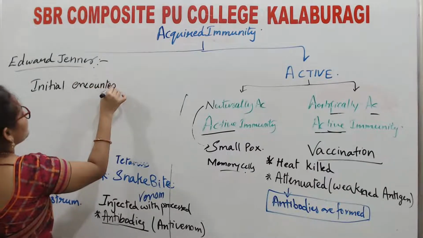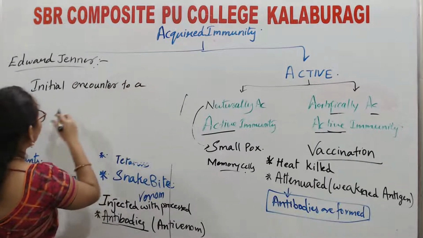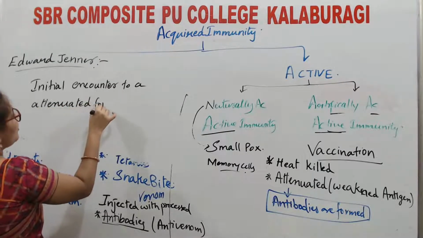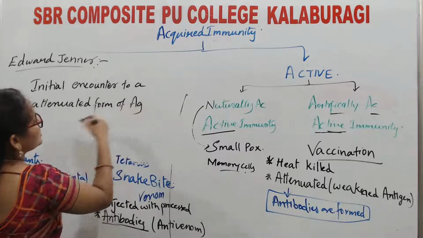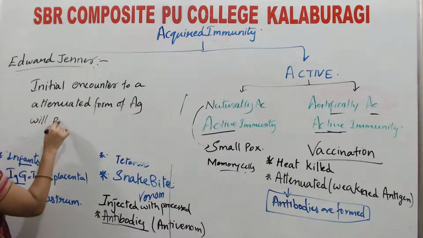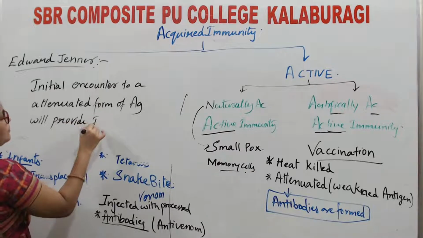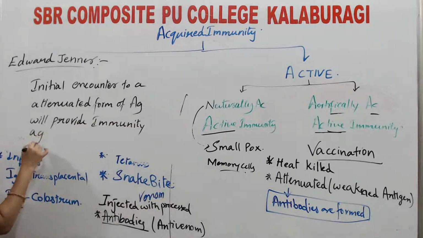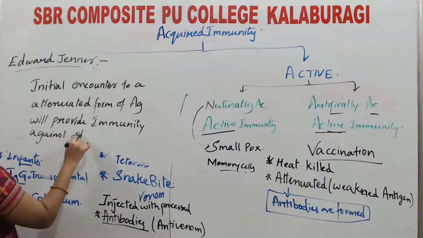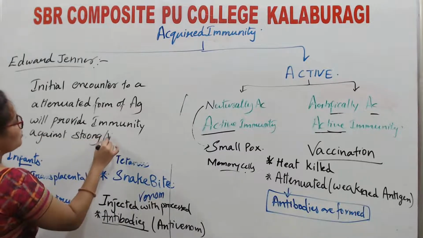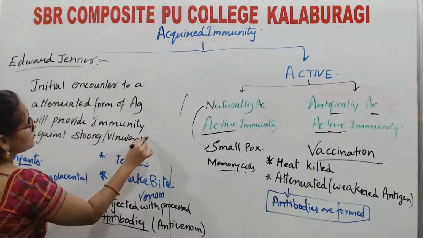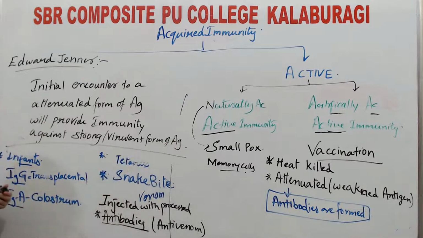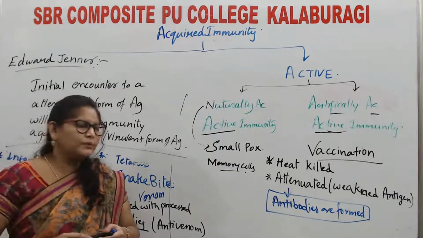encounter to an attenuated form of antigen will provide immunity against a strong or virulent form of antigen. This is the theme behind vaccination.